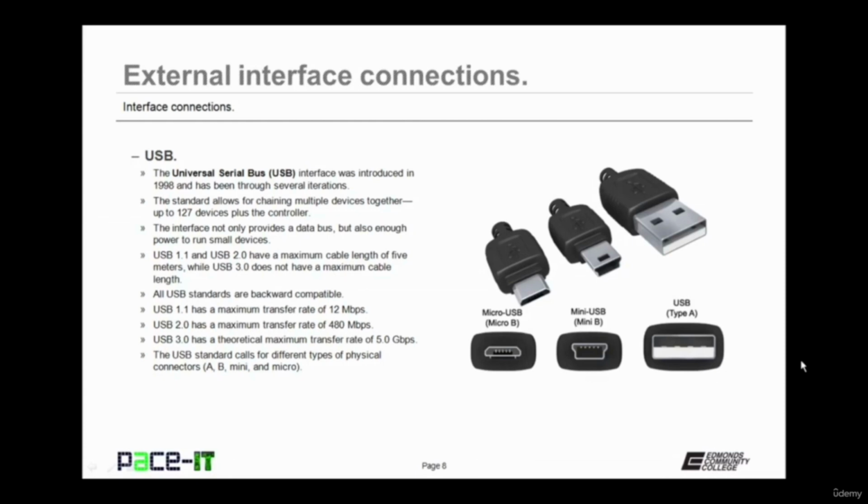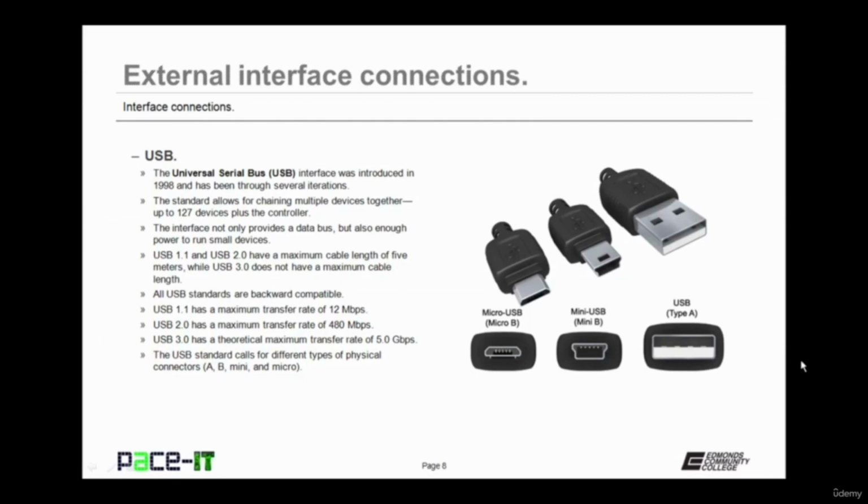Now, USB 1.1 has a maximum transfer rate of 12 megabits per second. USB 2.0 was a vast improvement. It had a maximum transfer rate of 480 megabits per second. And then we jump up to USB 3.0. Now this has a theoretical maximum transfer rate of 5 gigabits per second.